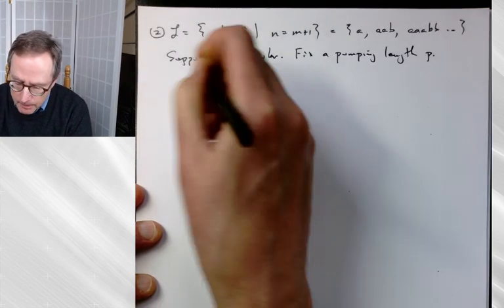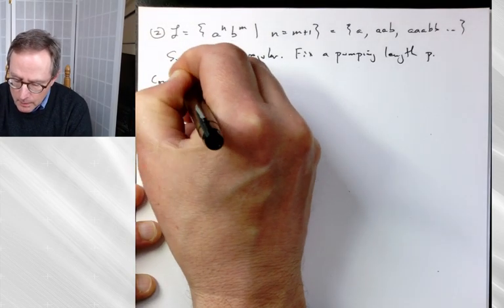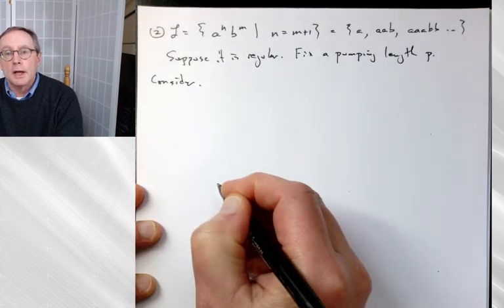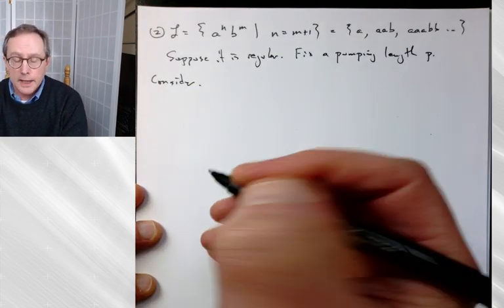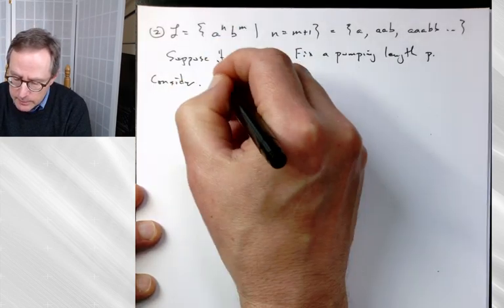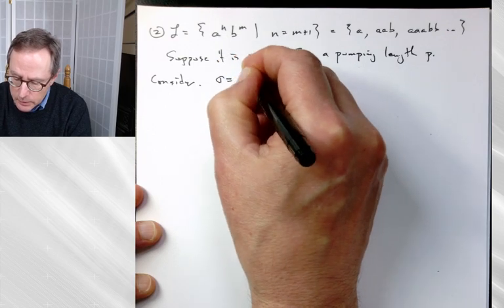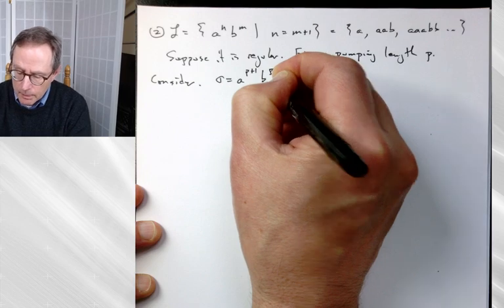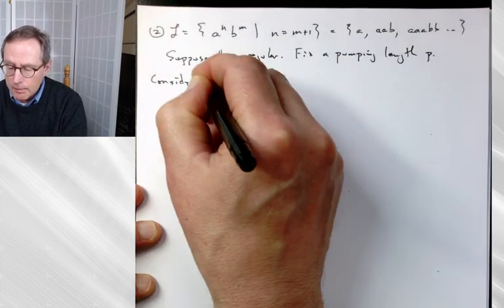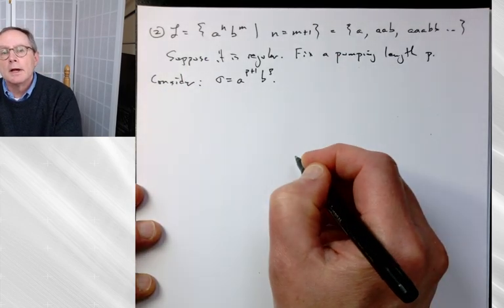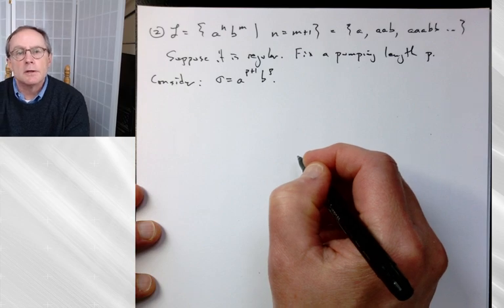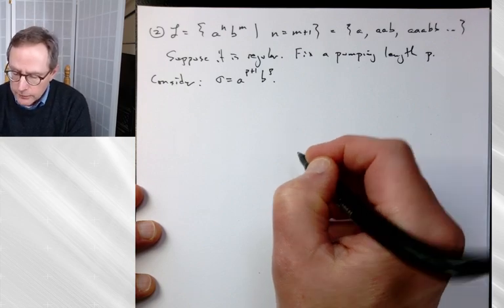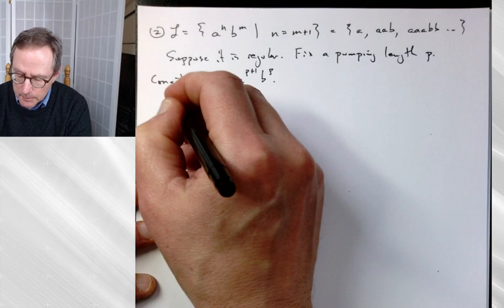Consider... and I got to come up with the appropriate sigma. What I thought to do was, much like I did in the last one, take sigma to be A to the P plus 1, B to the P. Obviously of length at least P. Okay, so now the pumping lemma applies.